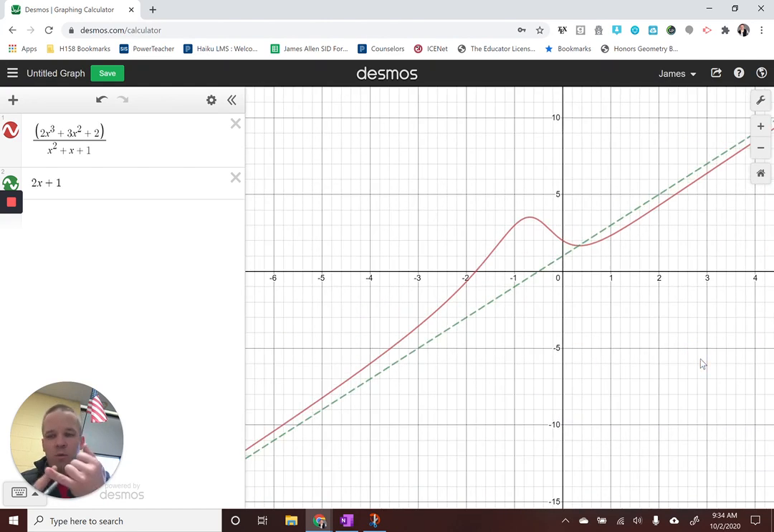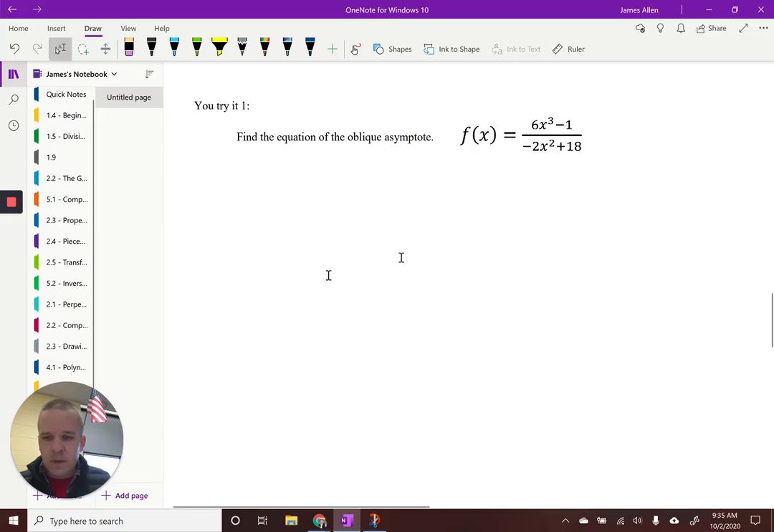All right, there we go. 2 different examples, one where we used synthetic, one where we used long division. I think now it's time for a couple you try it problems where you'll pause the video, try the problem, and then you can hit play and you will see a fully worked out solution. So let's hop to that.